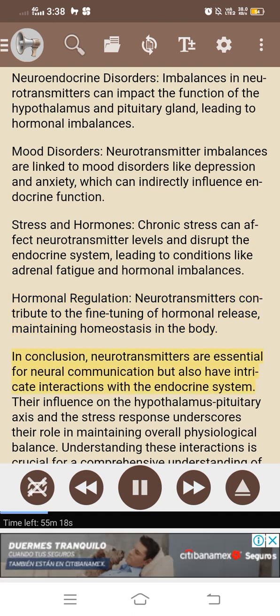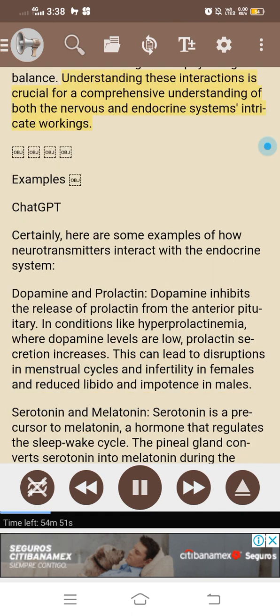In conclusion, neurotransmitters are essential for neural communication but also have intricate interactions with the endocrine system. Their influence on the hypothalamic-pituitary axis and the stress response underscores their role in maintaining overall physiological balance. Understanding these interactions is crucial for a comprehensive understanding of both the nervous and endocrine systems' intricate workings.